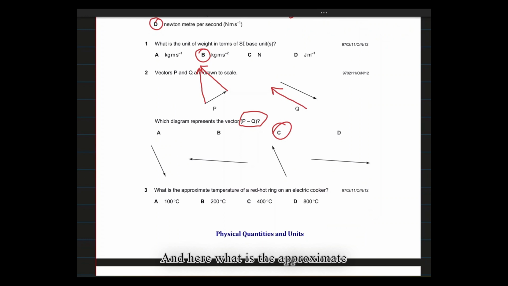Then we have, what is the approximate temperature of a red hot ring on an electric cooker? It is an estimate, so you should know that it is between 500 degrees Celsius and 1000 degrees Celsius. So D would be the correct answer. So this was all of the units, chapter 1, measurement and units. We will be doing the measurement question MCQs as well in the next video.